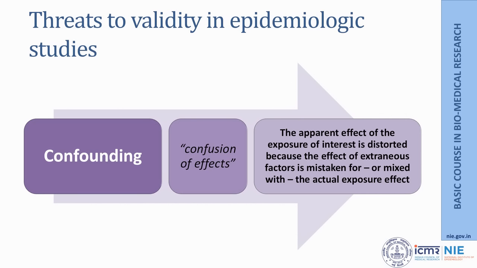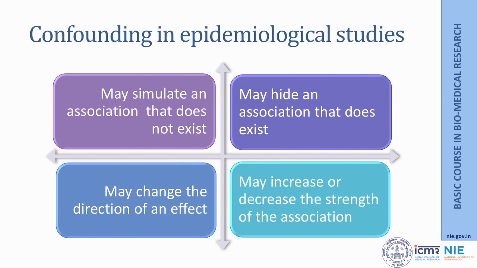Now, this effect can be confused with the effect of a third factor, which can have an influence both on the outcome as well as the exposure, and this is what leads to the phenomenon called confounding. Now, what does confounding do? Actually, confounding is probably the biggest threat to validity in any epidemiological study, because confounding can simulate, can show you an association even when it does not exist.